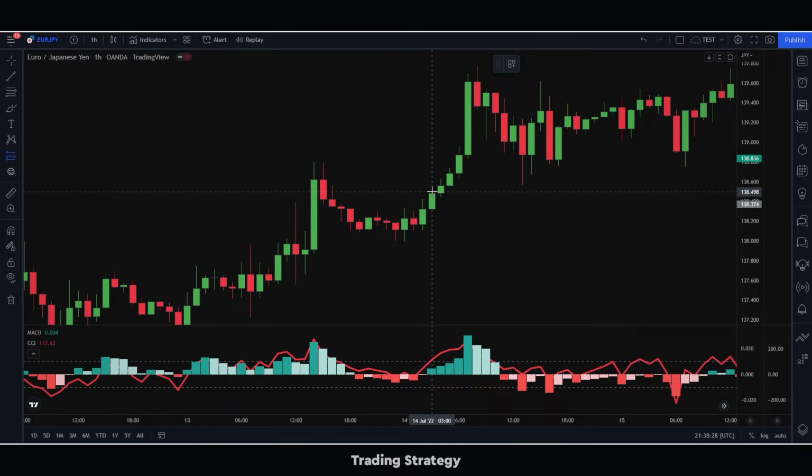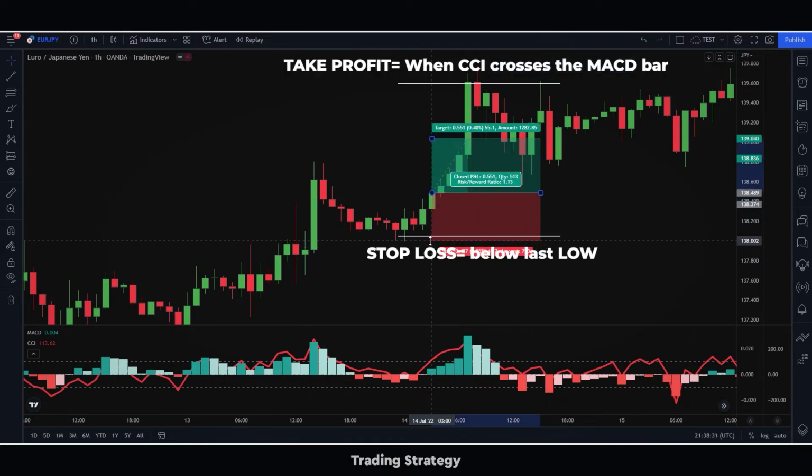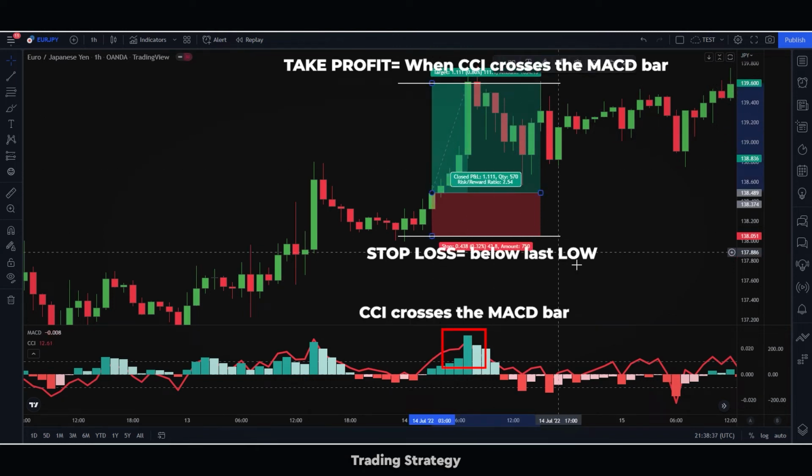to close the position, it is necessary that the CCI line has returned to level plus 100 again. But as practice shows, it is better to close the position if the CCI line crosses the MACD. The stop loss, we will put it below the last low.